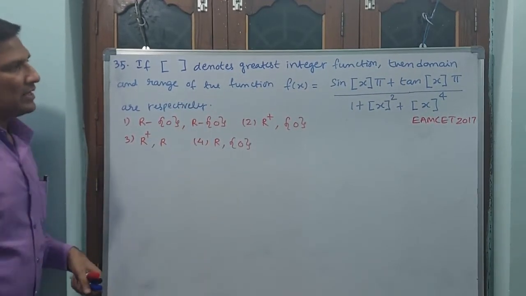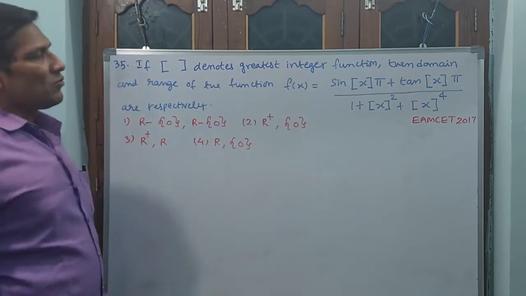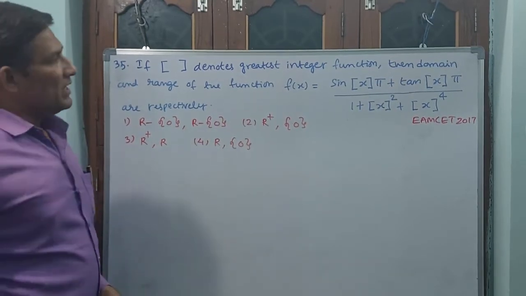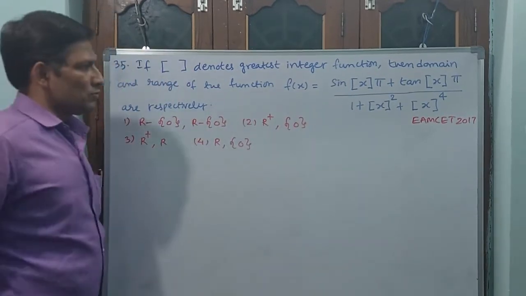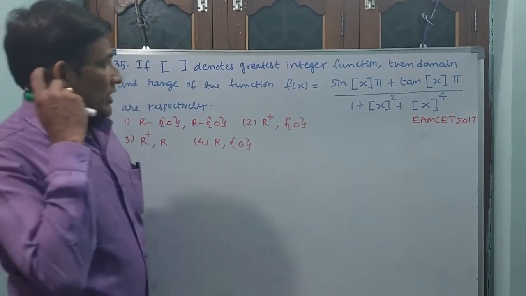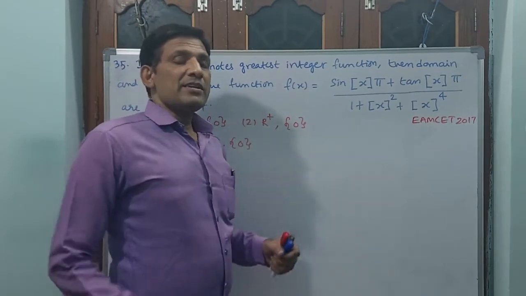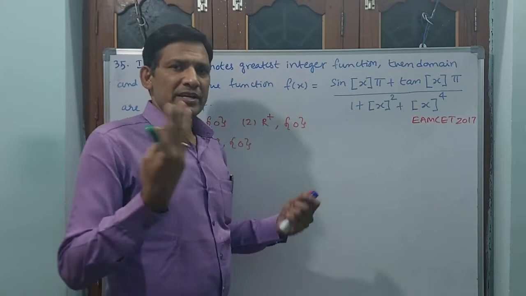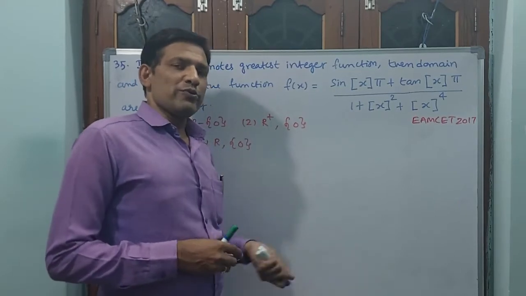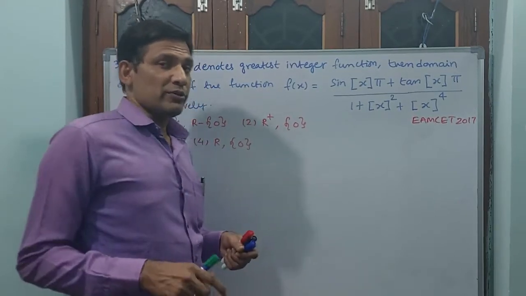Now, this question was asked in Eamcet 2017. For looking it is a very tough question, but this is a very easy question. Why? Because you tell me, for the greatest integer function, what will be the domain? Any real number you can do. 0 you can do, negative number you can do, positive number you can do, anything you can do.